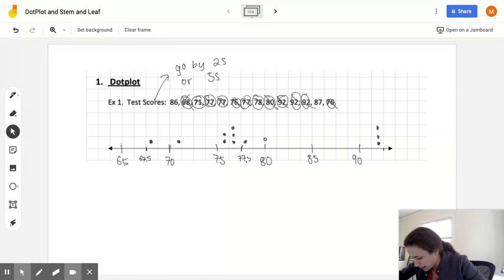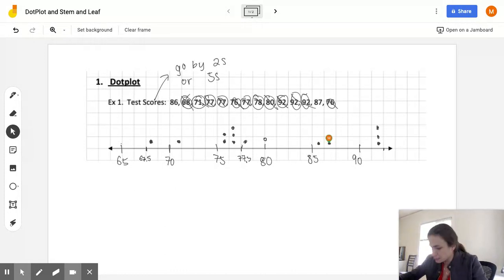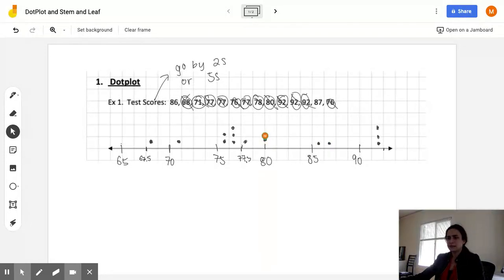86 will be right here. And then 87 will be right here. Okay, so it doesn't have to be perfect, but it should be close. So that's what it should look like in the end. And then you always want to give your graph a title. So the title of this graph would be test scores, and you can just put the title below.